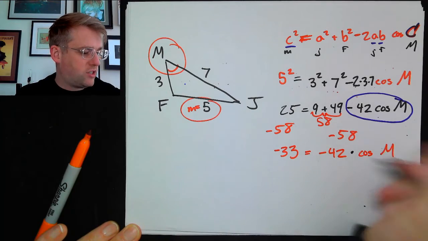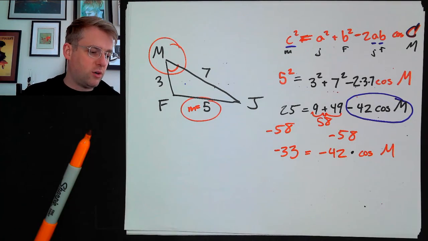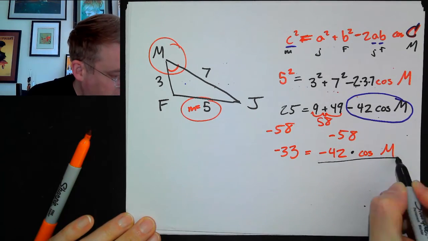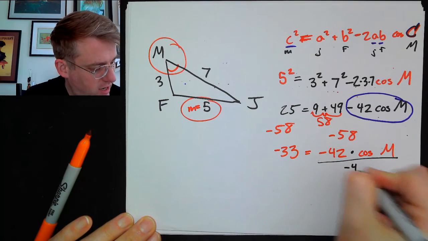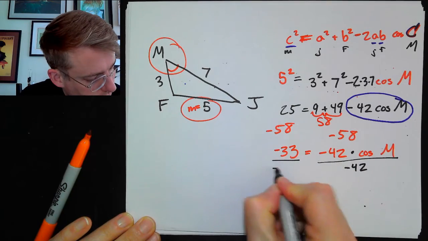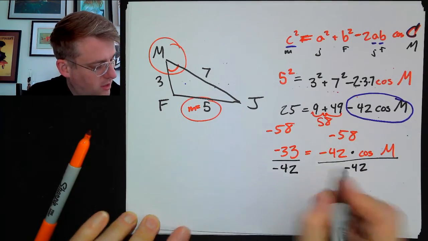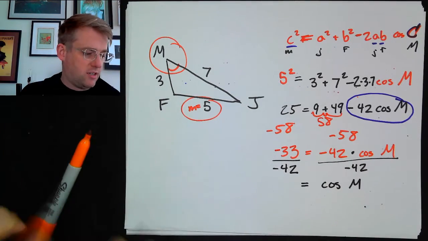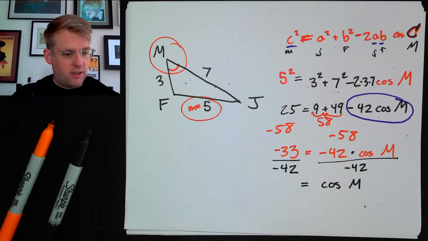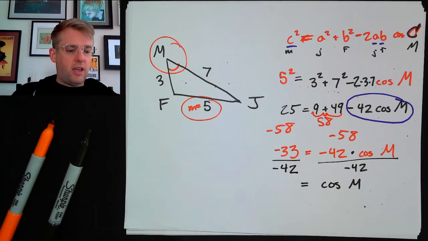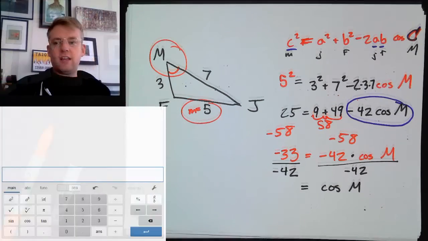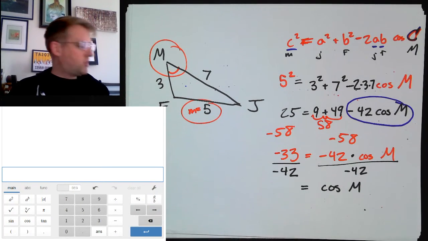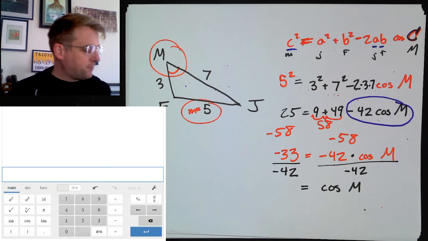Negative 42 is the coefficient on our cosine. So we're going to divide by that coefficient, negative 42. And that'll tell us the exact cosine of angle m. And we can use an inverse cosine to work our way back to what the angle itself is. So we need a calculator. Desmos.com Scientific comes on back.